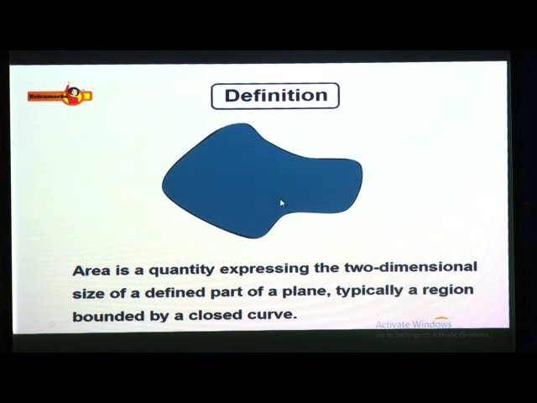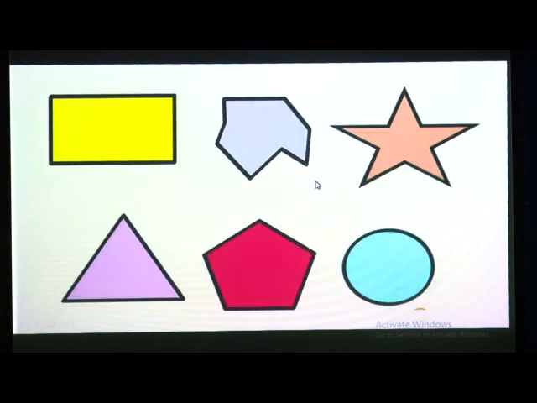It is typically a region bounded by a closed curve. So, this is the definition. You can see here different shapes which are closed, and the colored portion of every figure is the area of the particular figure.